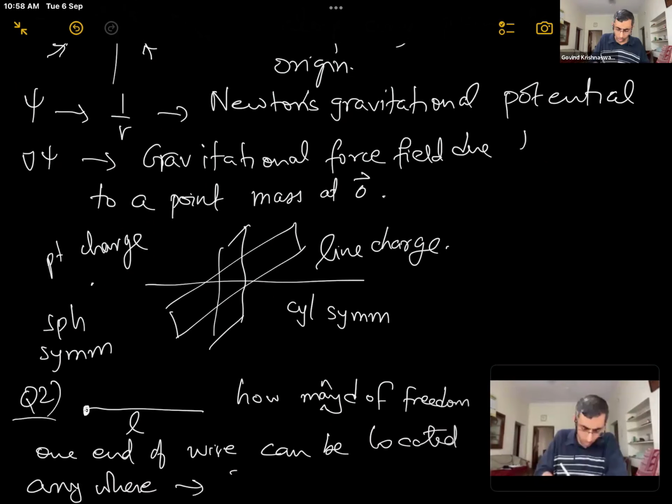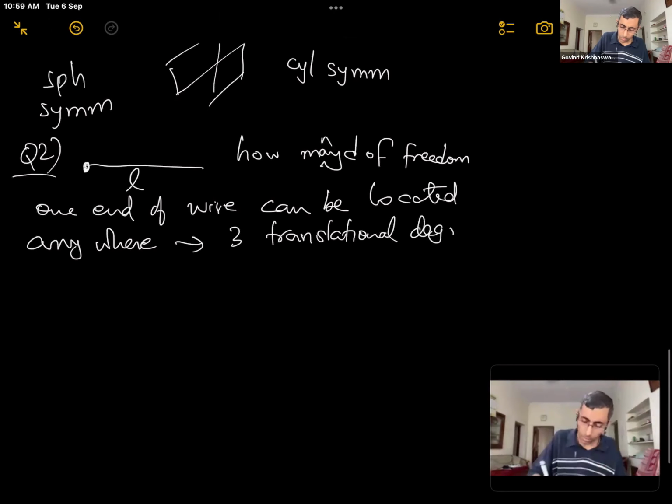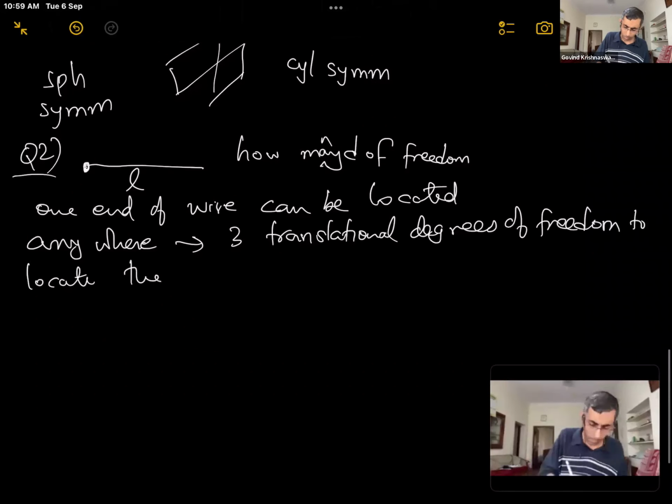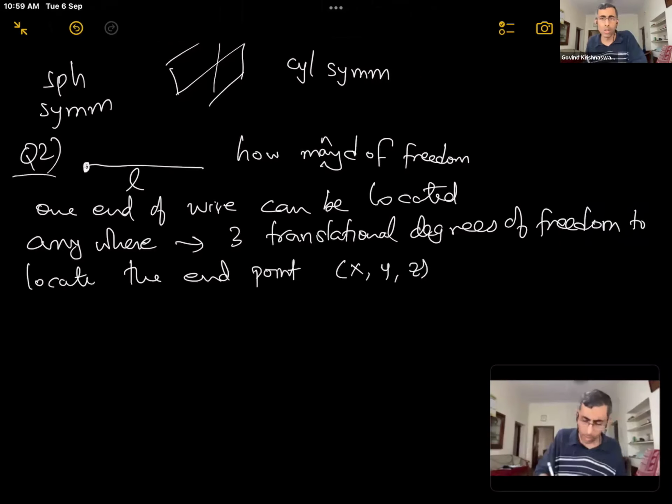Yeah, and so we say that there are 3 translational degrees of freedom to locate the endpoint. Okay, so those can be chosen as the XYZ Cartesian coordinates of that endpoint. Okay, so I hope you are comfortable with that.